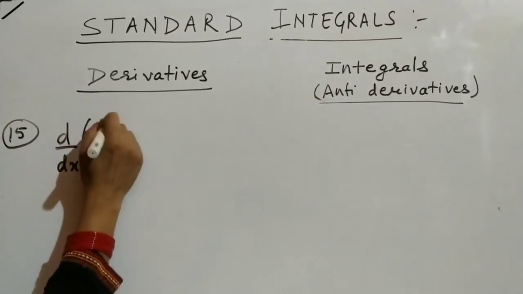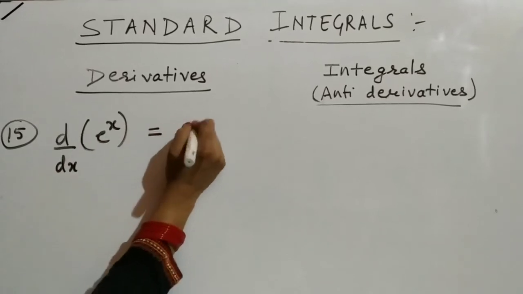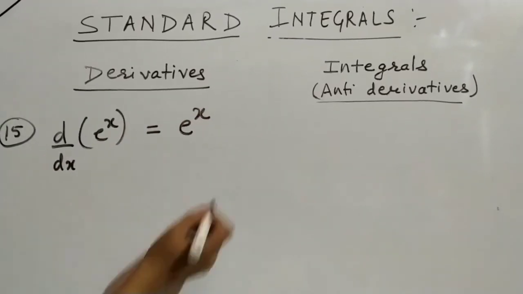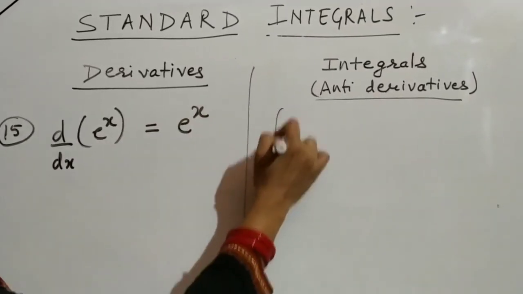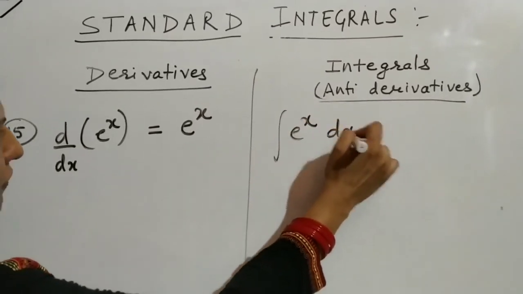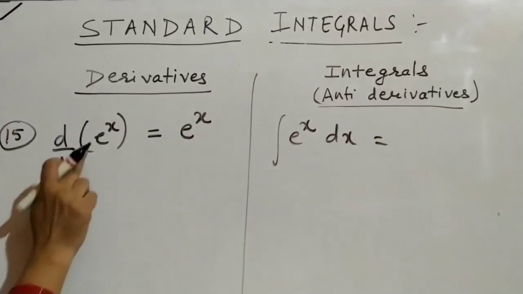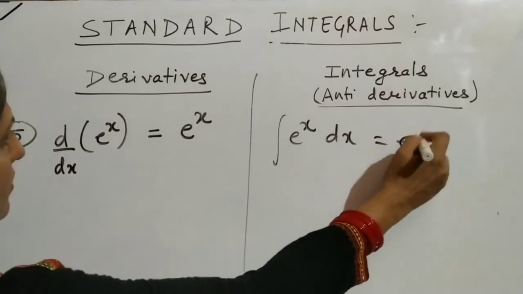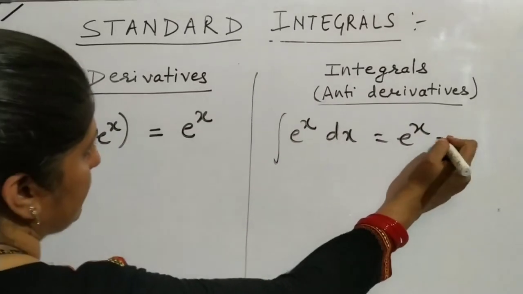Derivative of e to the power x is equal to e to the power x. Therefore, integral of e to the power x is also equal to e to the power x plus c.